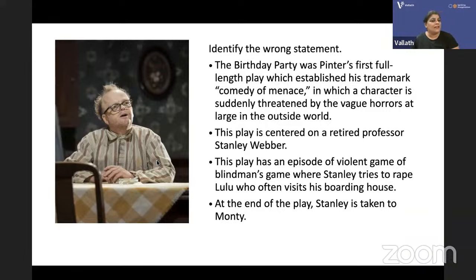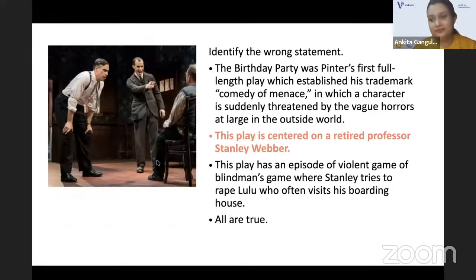Which is the correct answer or wrong answer? Shweta thinks Stanley Webber did not get JRF, so he cannot be a professor. Why are you all saying B is wrong? Is it B wrong, Ankita? Yeah, I think he was a retired musician. I am wrong. All of you are right. I thought you were all saying only we get JRF, and he can't be a professor without it. I was wrong.